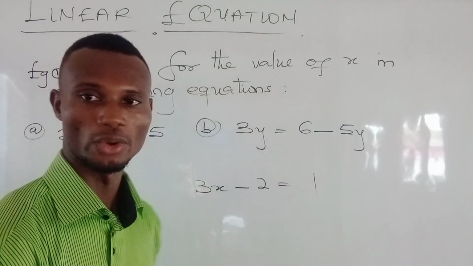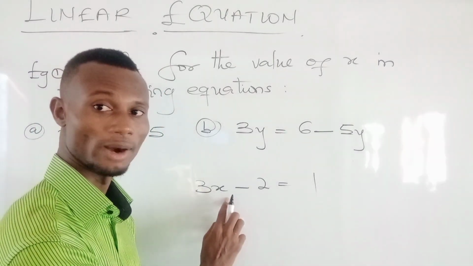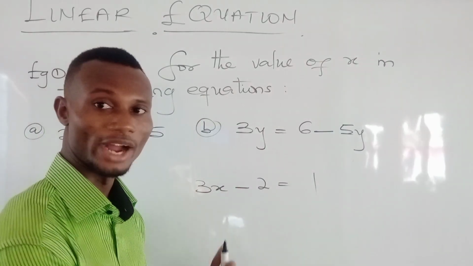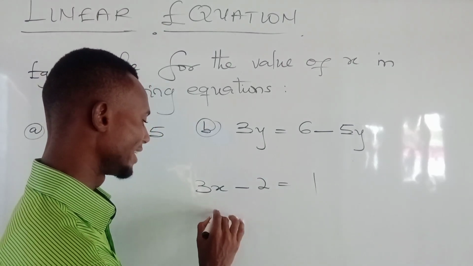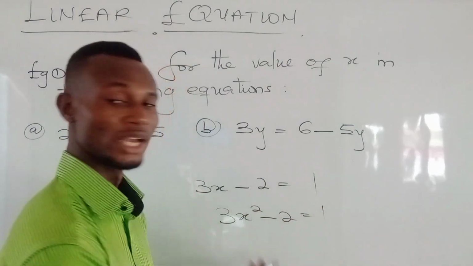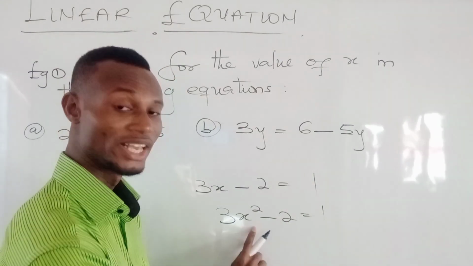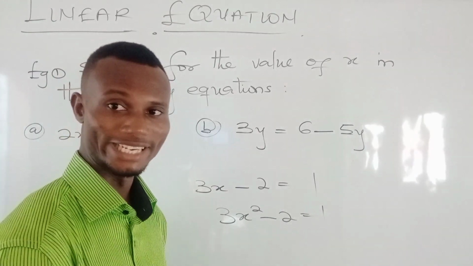This is a linear equation, okay, because the highest power of the unknown variable in it is to the power 1. We have s here, its power is 1, so this is a linear equation. Okay, if I had something like this, 3s squared minus 2 equals 1. Now this is not a linear equation because you can see that the power of the s here is 2. Okay, so it's not a linear equation.